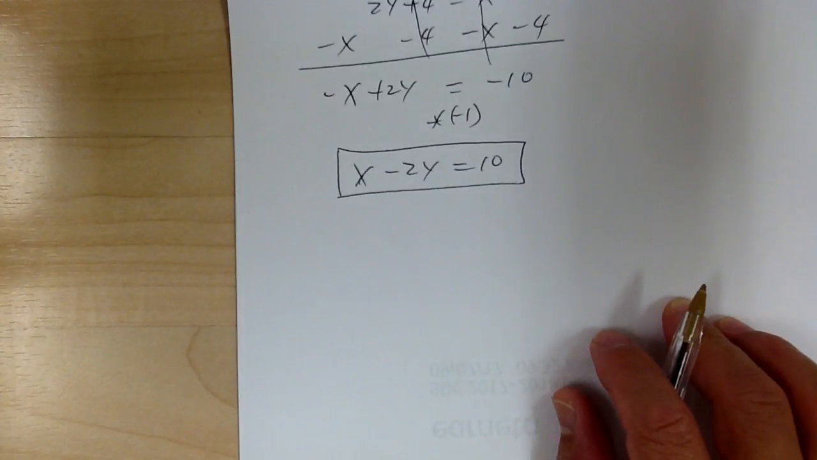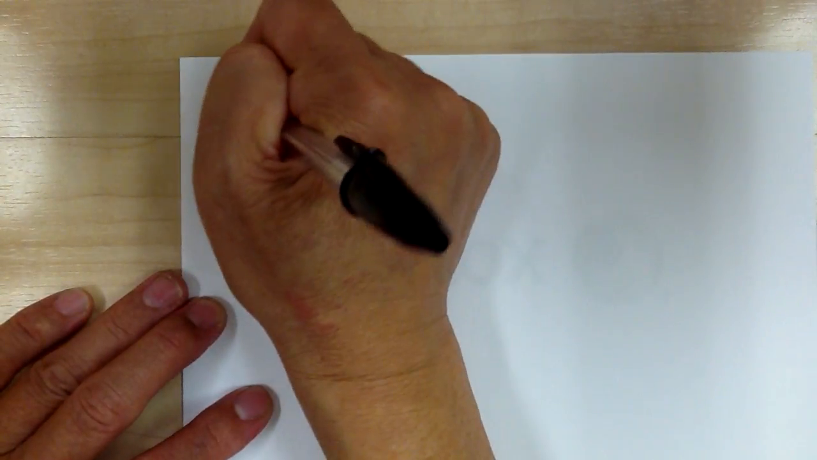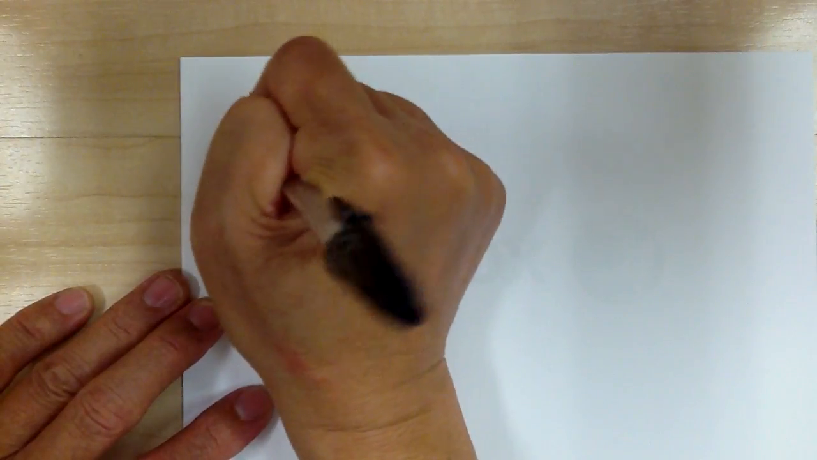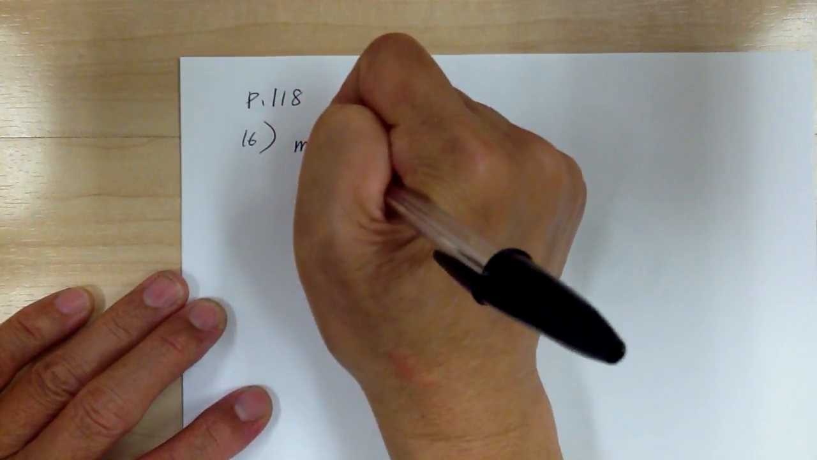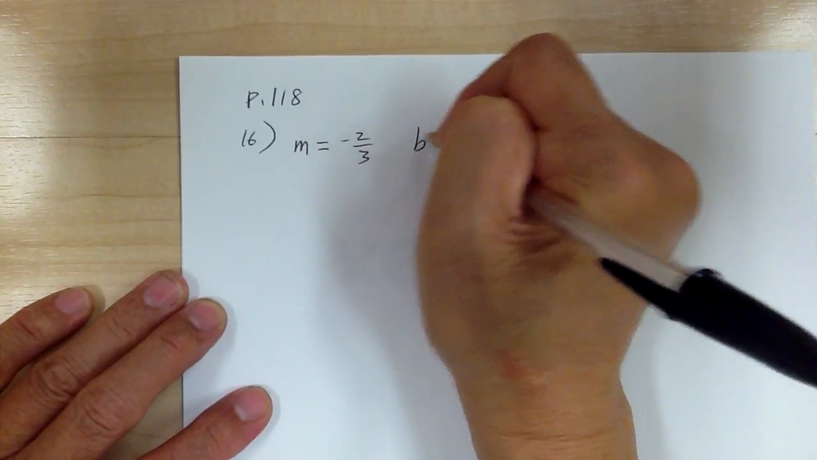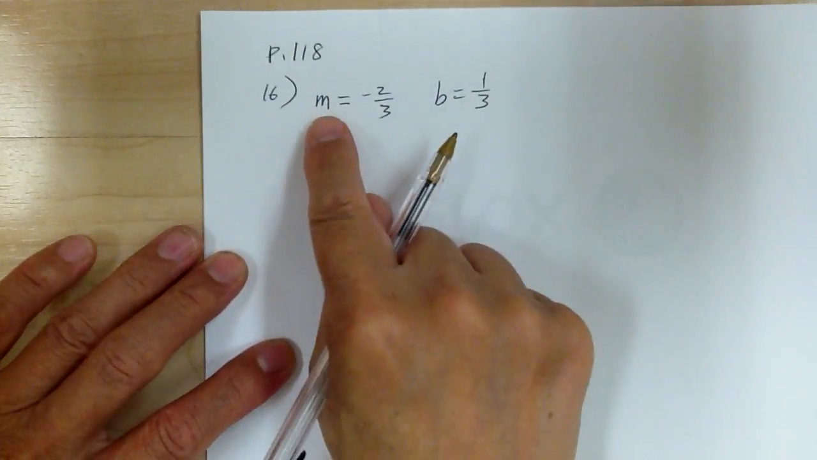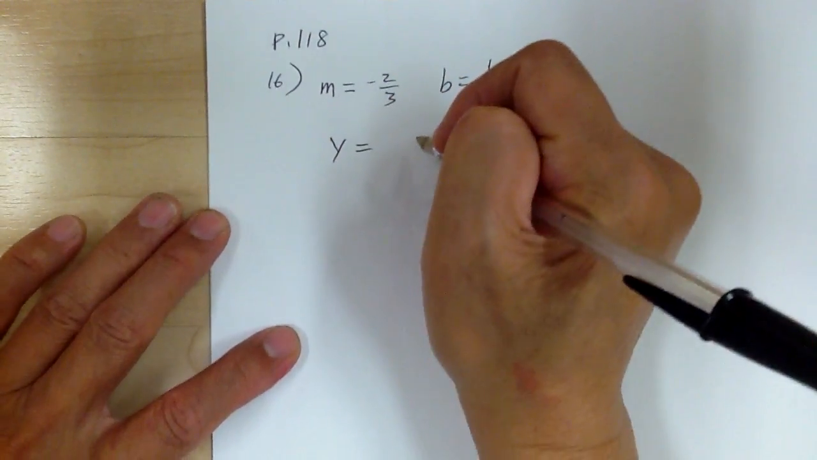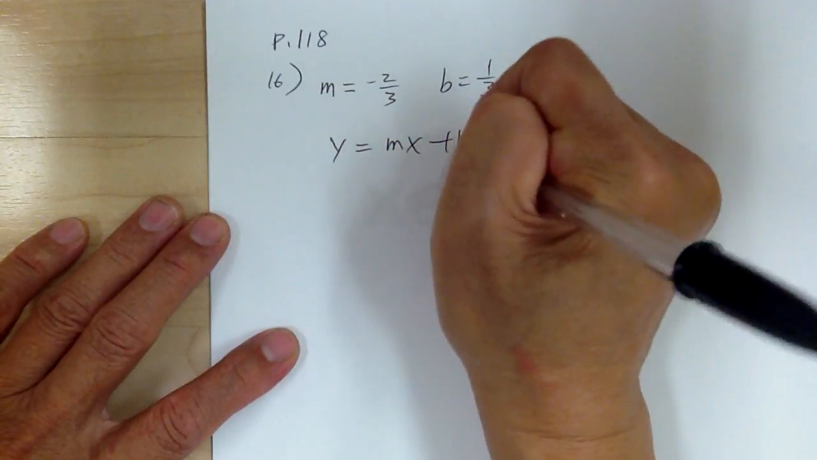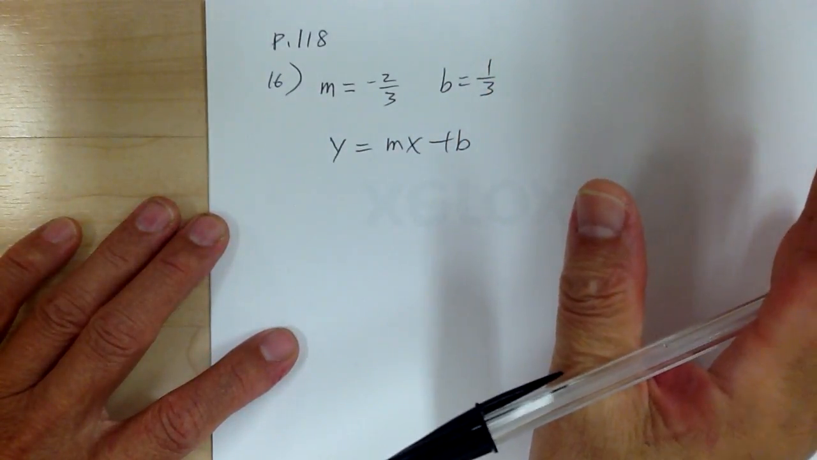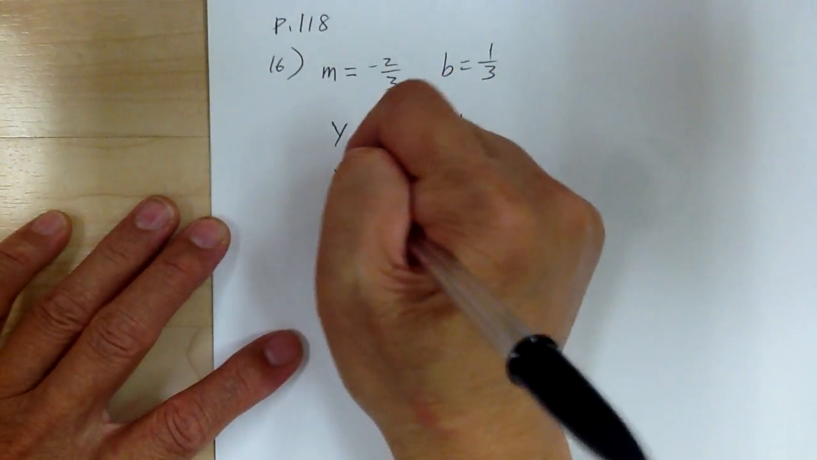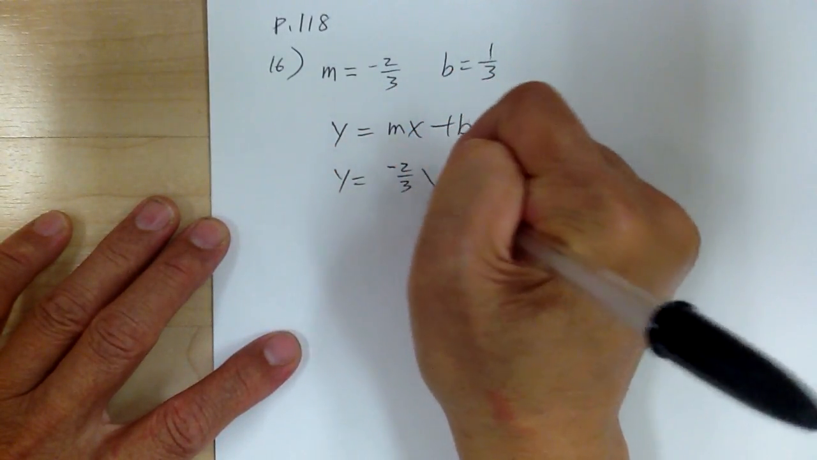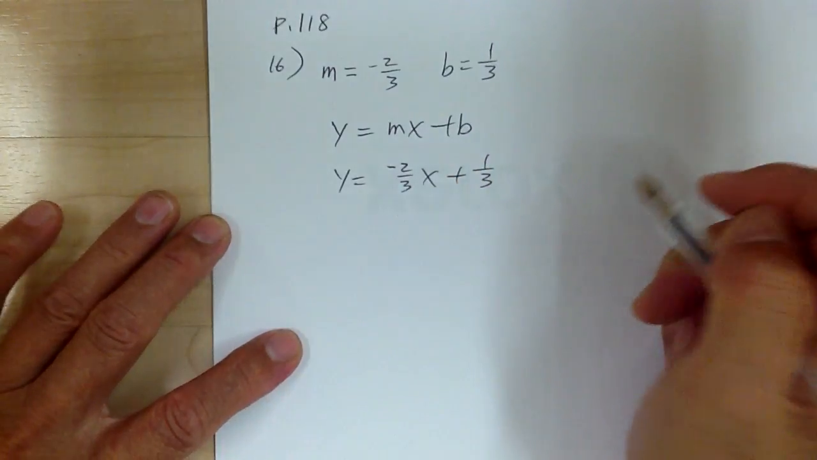Okay, let's go to the next one. Let's go to number 16. Number 16, they give you the slope at negative 2 over 3 and b equal to 1 over 3. So they give you the slope and the intercept, so you have to start with the slope-intercept form. So you've got to be familiar with all your forms. So it'd be y equal to mx plus b, right? It depends on what's given, so you need to have the correct start. So you're going to get y equal to negative 2 over 3 x plus 1 over 3.